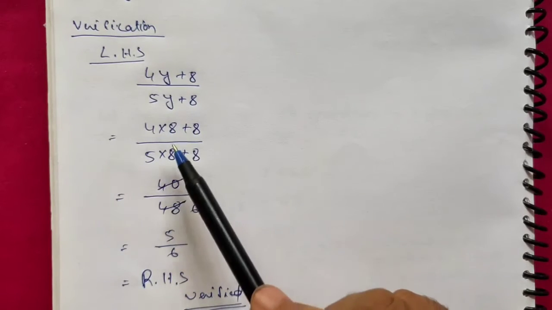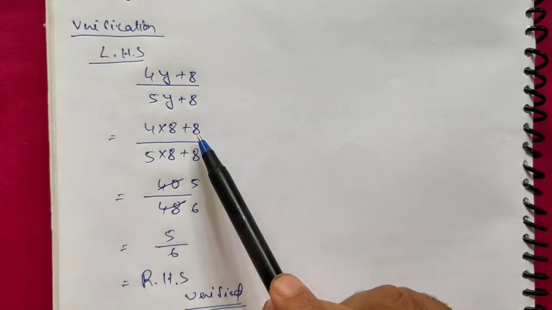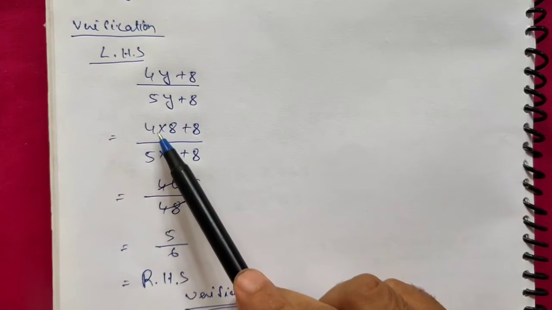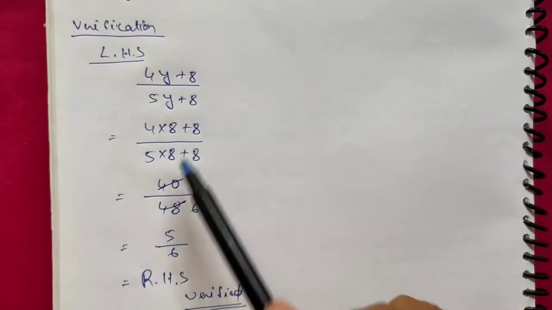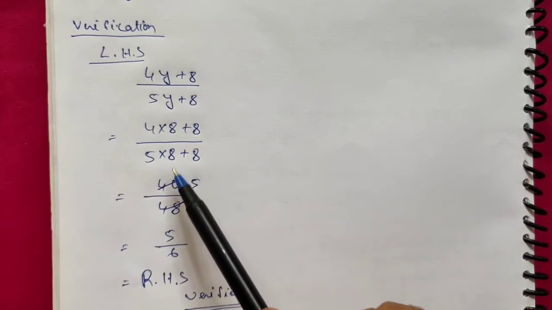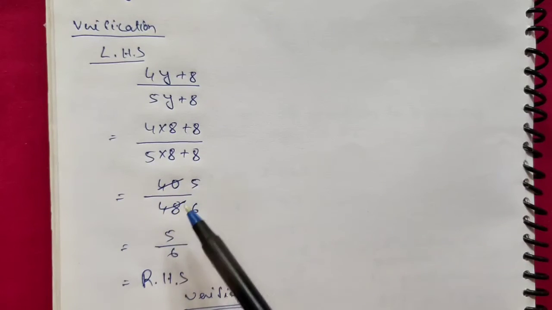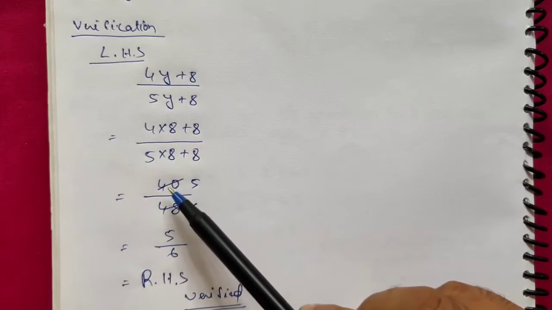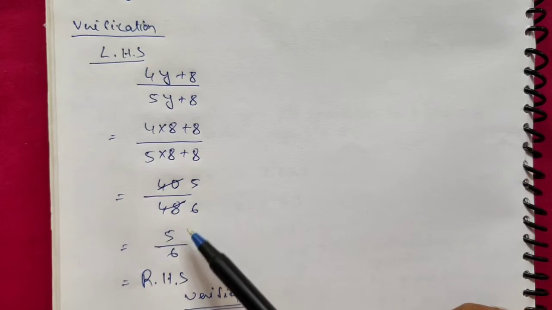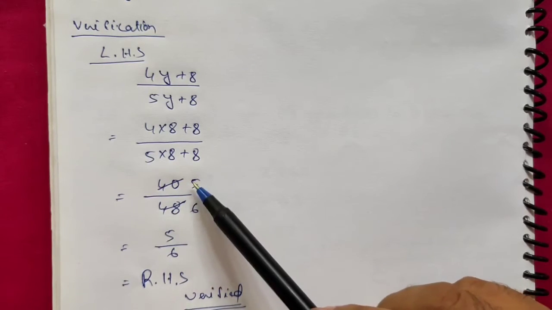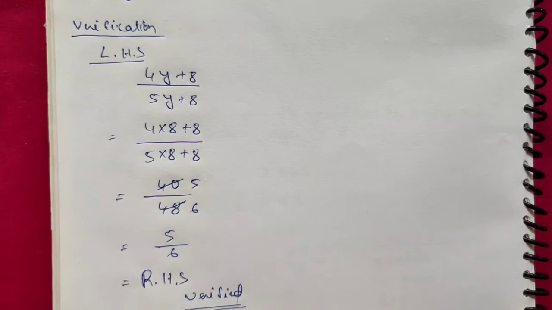4 into 8 is how much? Sorry. 4 into 8 is how much? 32 plus 8 is how much? 40. Then 5 into 8 is how much? 40 plus 8, 48. Then this is 40 divided by 48. So this got cancelled with 8. 8 5s are 40 and 8 6s are 48. So the fraction is 5 by 6. So equals RHS, right? RHS was also 5 by 6. LHS is also 5 by 6. That means our equation holds good for the value y equals 8.